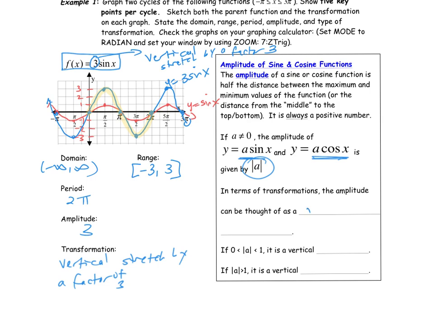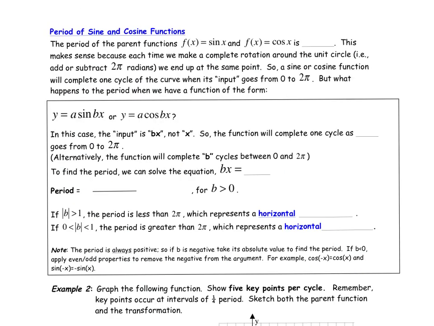So we're going to put this, vertical dilation, not stretch, because it can be a stretch or a shrink. And if the absolute value of a is between 0 and 1, so something like a half or a third, it's going to be a vertical shrink. But if the absolute value of a is greater than 1, it'll be a vertical stretch. So that amplitude will be getting larger. On the next page, we're going to talk about the period.